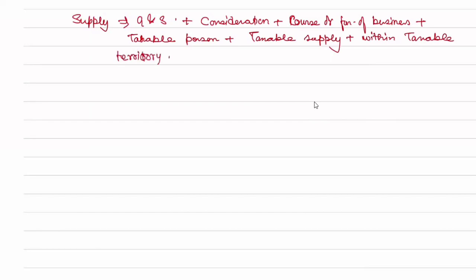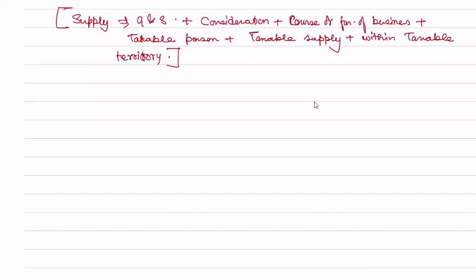Correct. That's what we discussed, that for supply, this all has to be there. There has to be goods and service. Along with that, there has to be consideration. Plus, it should be in the course or furtherance of business. And all this should be done by a taxable person. And of a taxable supply, it should not be of alcoholic liquor for human consumption or those 5 petroleum products. And it should be made within the taxable territory. These are the 6 parameters we just read now. Correct? That for supply or to attract GST, this all has to be there.